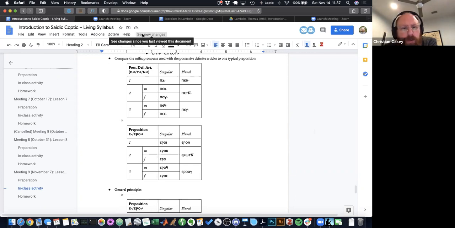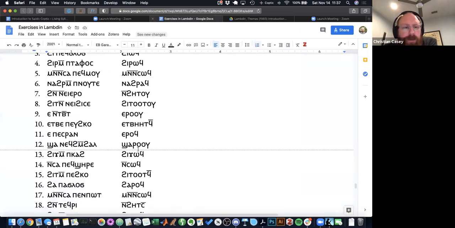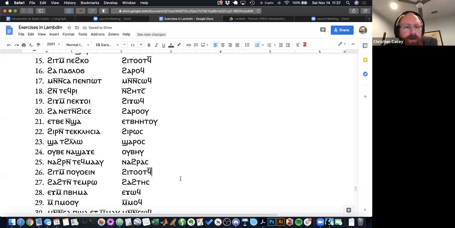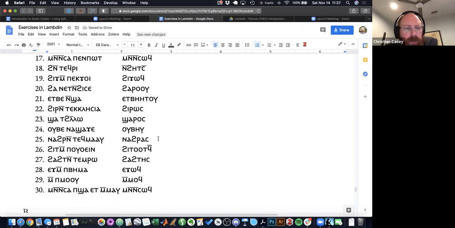Quick question. In 26, should there be a macron over the F? So let's look at 26 real quick. There almost certainly should be, and yes, there should. Yeah, he taught, with a macron on the F. Good catch there.